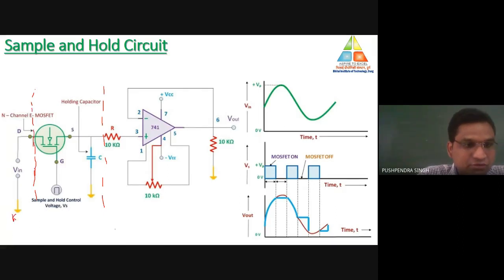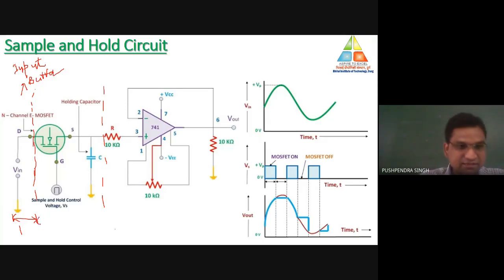So from here to there, this is the first stage or the first part of the circuit. This is called the input buffer stage. What is the name of this? It can be called the input buffer.